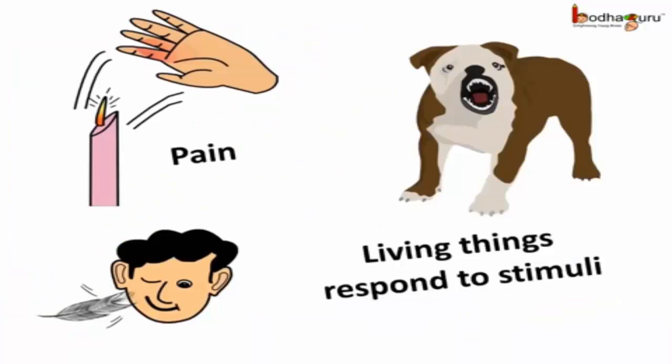The living organisms respond to the stimuli. Like when we touch something hot, we withdraw our hand immediately. Withdrawing hand is the response, and what causes a response, that is, touching something hot, is the stimulus. Here, the stimulus is heat. Also, if anyone provokes a stray dog, it starts barking. So, barking is the response to the stimulus of provocation.